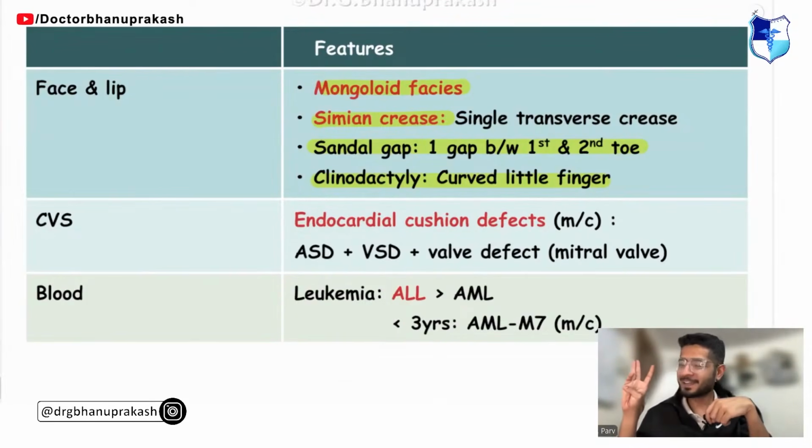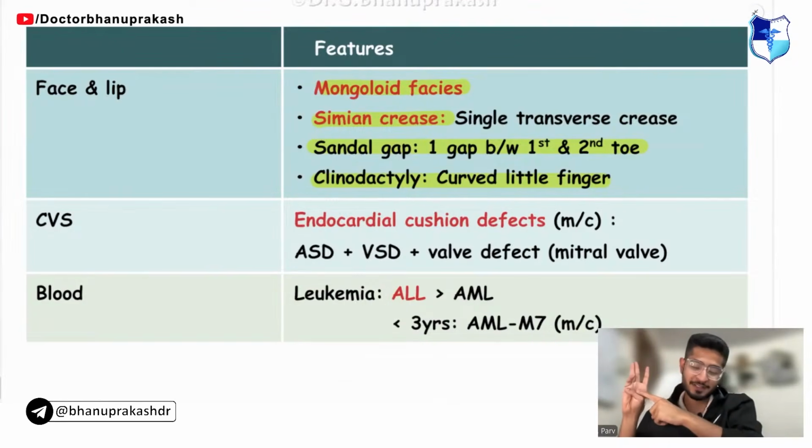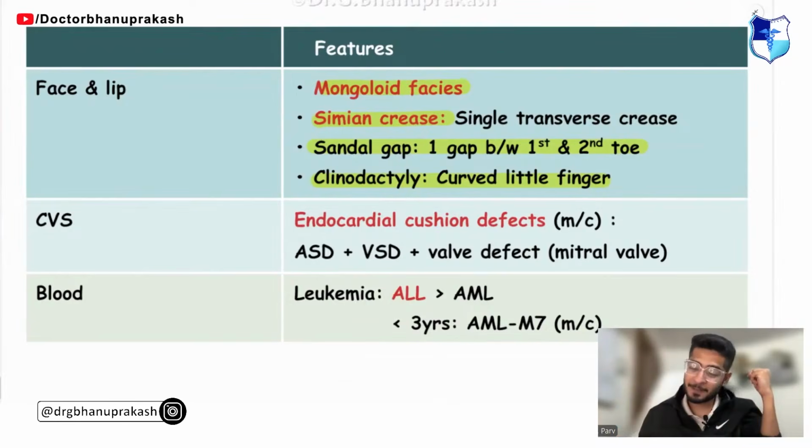Okay, so can you understand? This is clinodactyly. This is the sandal gap, and this is the single palmar crease. Okay, single palmar crease is going to be there.